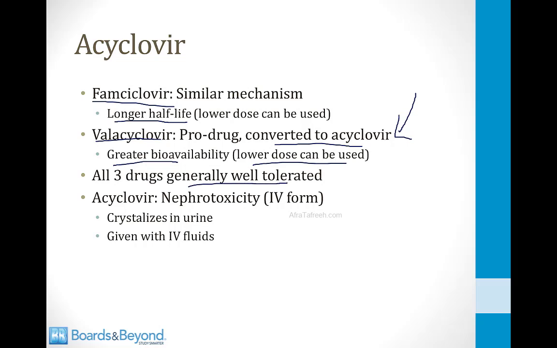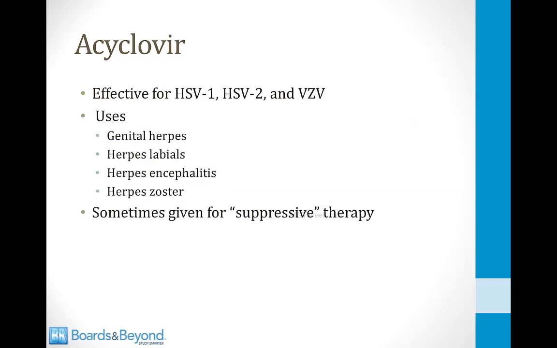The only important side effect to know about is that if you give acyclovir in its IV form, it can cause nephrotoxicity because it crystallizes in the urine, and for this reason it's often given with IV fluids to try and reduce the risk of this complication. Acyclovir is effective for herpes simplex 1 and 2 infections, and also varicella zoster infections like shingles.